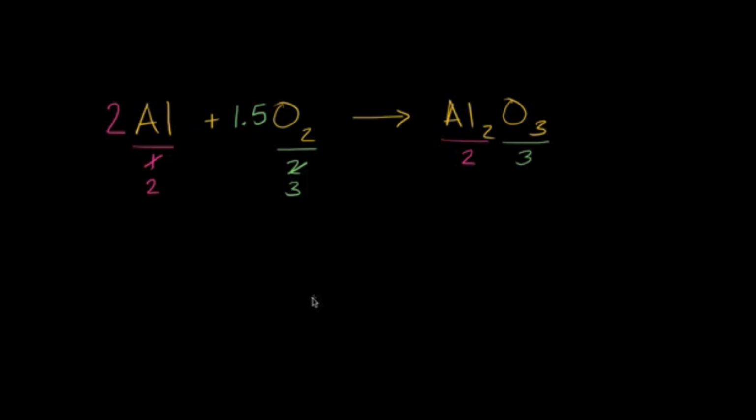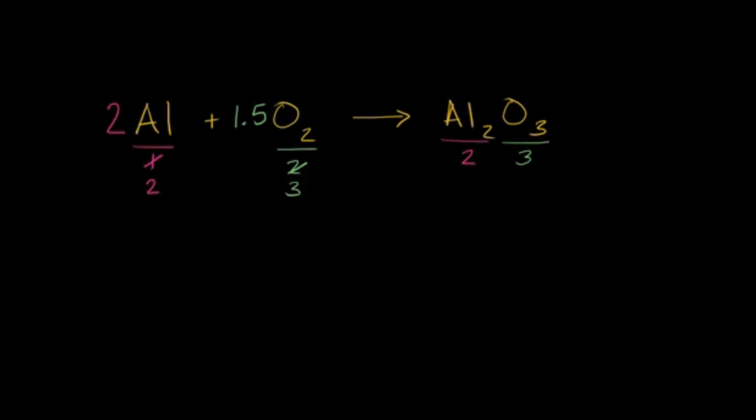Well, you can imagine, and this makes it very similar to what you did in algebra, in an algebraic equation we can just multiply both sides by the same number that gets rid of having this fraction or this decimal here. So if we multiply both sides by 2, this is going to be a 4, this is going to be a 3, this is going to be a 2 right over here. So let me do that. Let me multiply both sides by 2. So instead of 2 aluminum atoms, let me have 4 aluminum.